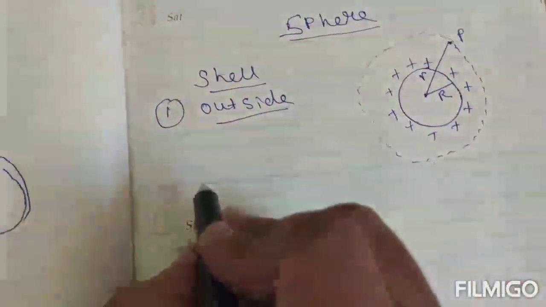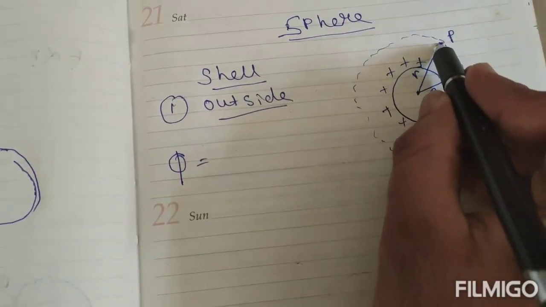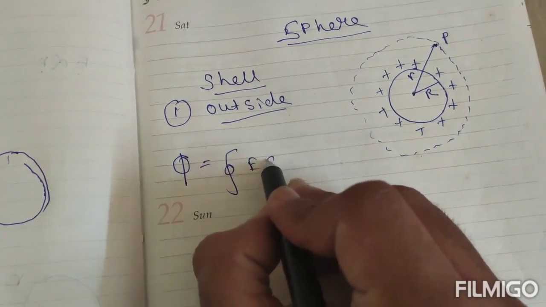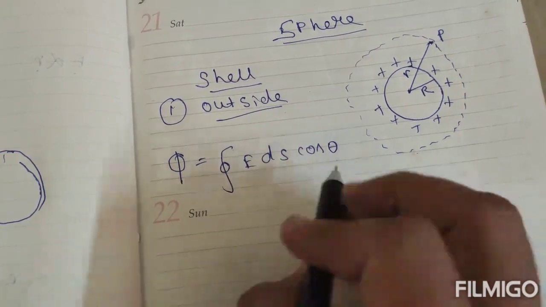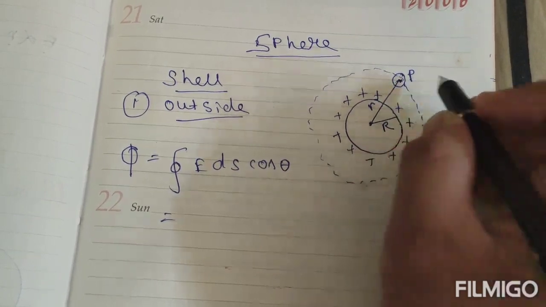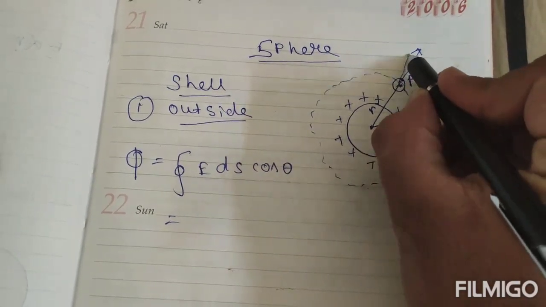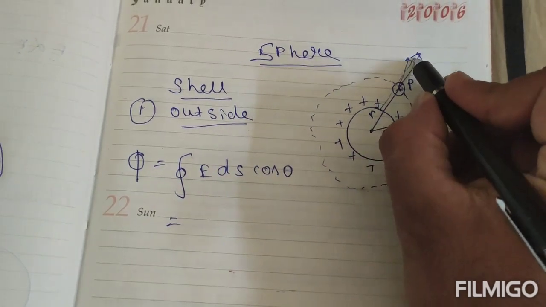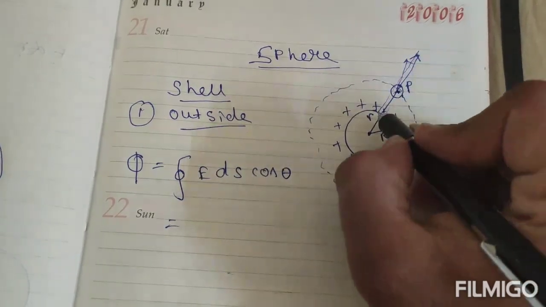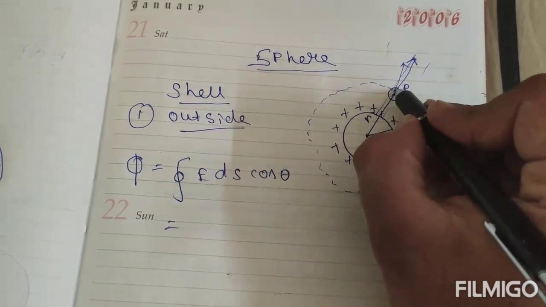You will write the flux calculation phi at this point. How will you calculate? The formula is the closed integration of E ds cos theta. For this small area ds, where is the electric field? Outside. Where is the area vector? Outside, because the electric field is going like this, plus charge, electric field like this, and this is the area vector.